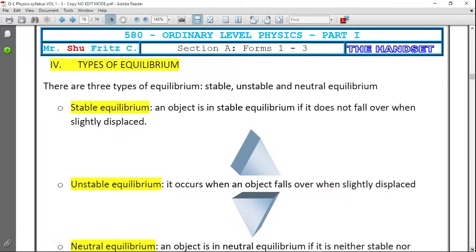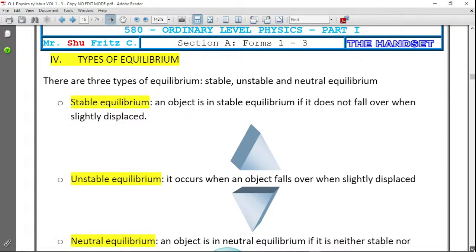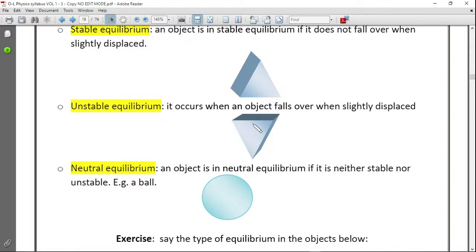With equilibrium, we have 3 types of equilibrium. We have stable equilibrium, unstable equilibrium, and neutral equilibrium. An object is in stable equilibrium if it does not fall over when slightly displaced. For example, look at this first block. If you slightly displace this block, it will not fall. Now, unstable equilibrium occurs when an object falls over when slightly displaced. So this second case is unstable equilibrium. If you slightly displace this block, it will fall or topple over.